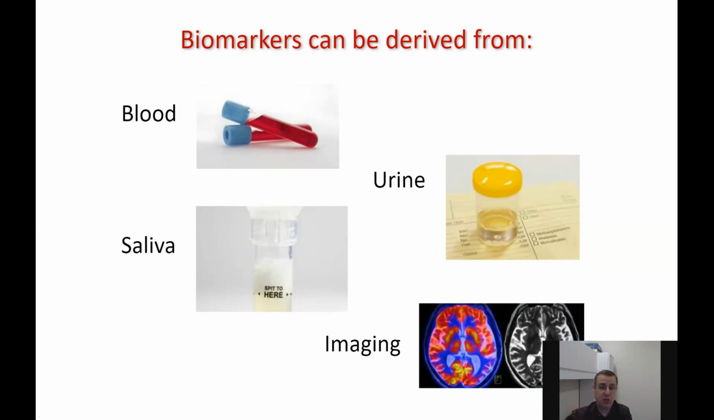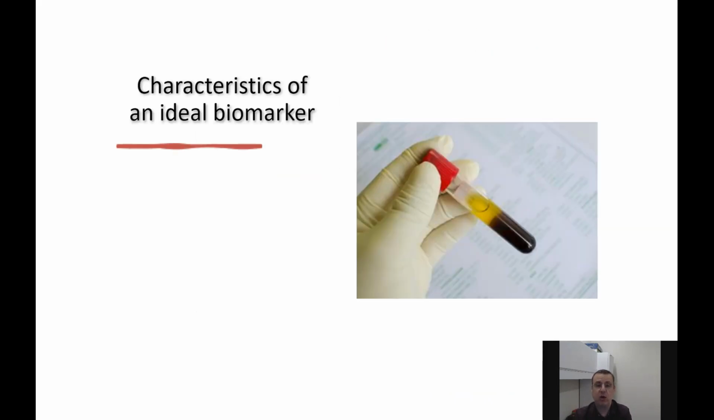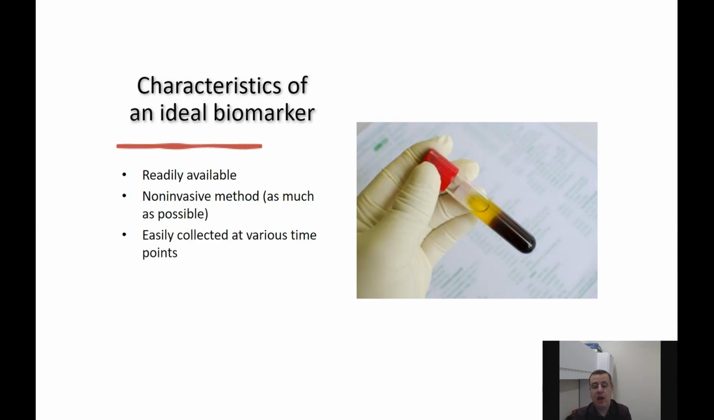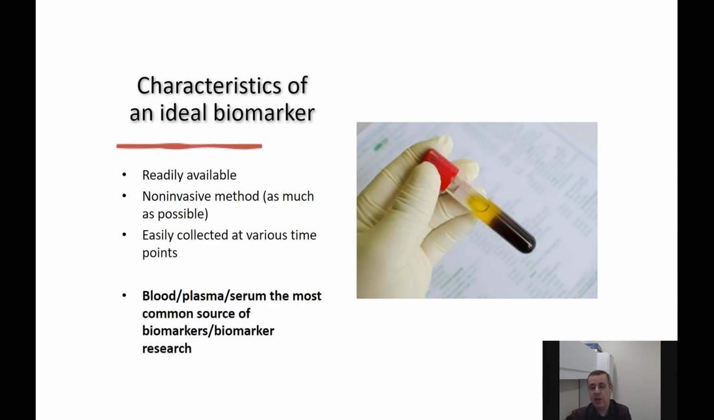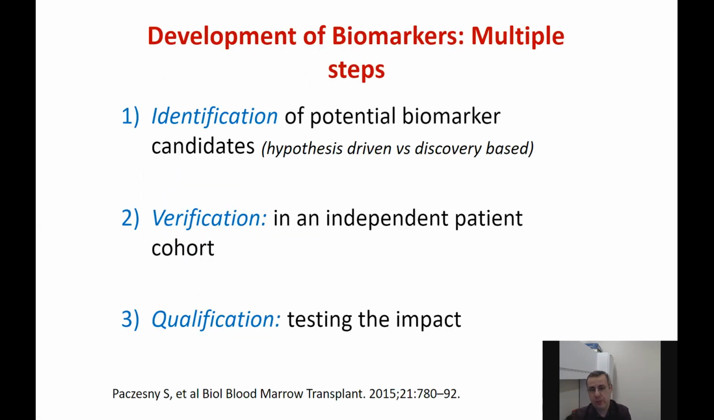Biomarkers can be derived from just about any biological material. Blood, urine, saliva, and imaging can all be used as biomarkers. However, the ideal biomarker needs to be readily available, as non-invasive as possible, and easily collected at various time points. The biomarker source that fits the bill here is blood and plasma. It seems to be the most common source of biomarkers and what is most commonly used in biomarker research.